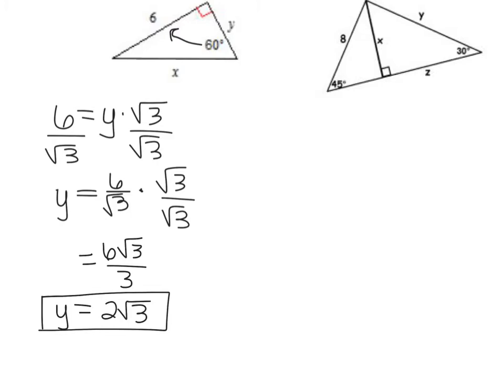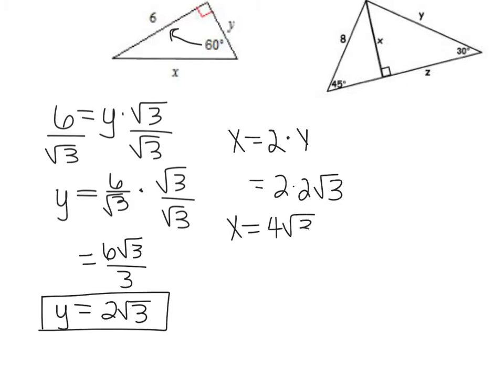So now to solve for our hypotenuse x, we're going to do 2 times our shorter leg y, which we now know is 2 times 2 square root 3, and 2 times 2 is 4. So we got our hypotenuse x has a length of 4 square root 3.